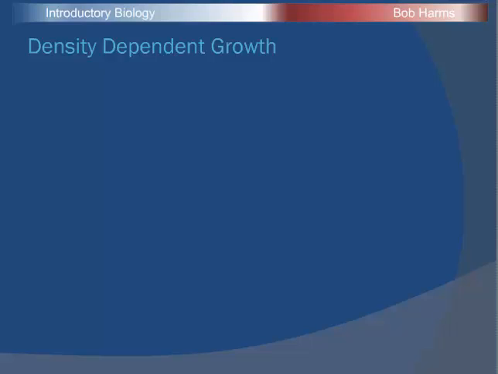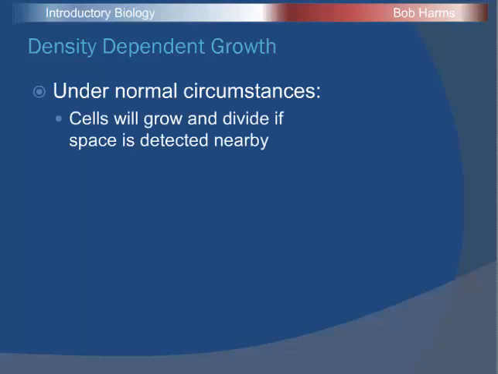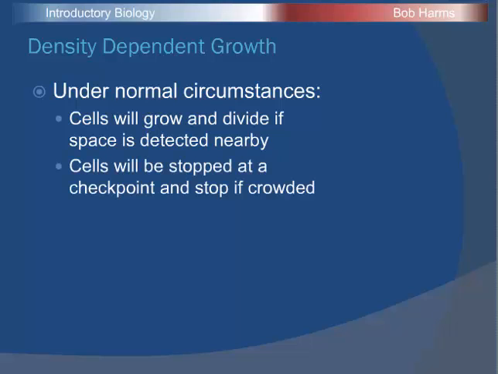This system of checkpoints and growth factors results in our normal growth pattern of cells, which is called density-dependent growth. And under normal conditions in density-dependent growth, if cells detect space nearby, empty space, those cells will produce the growth factors, go through their cell cycle, and start dividing by mitosis. And they'll gradually keep dividing until they fill up that empty space. But as it gets crowded, if cells detect that they have neighbors nearby, other cells living nearby, cells will get stopped at one of those checkpoints, and they will not continue to grow. They're alive, but they're not going to make new cells.